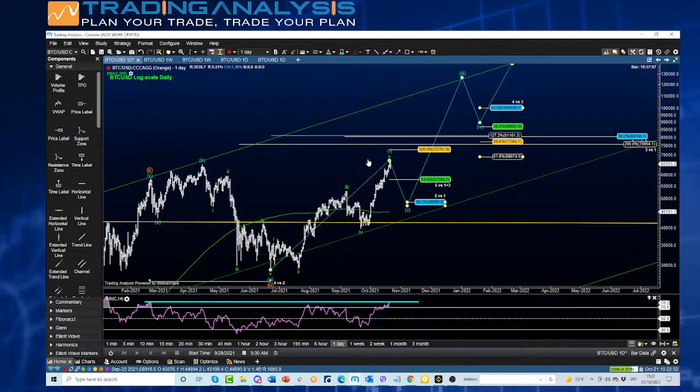So one of the options is a pullback. If we go higher, I want to see these two levels taken out decisively on the upside. I don't want to see any hesitation, any five-wave move on the downside, any significant reversal from this level, because this can change the picture significantly for the Bitcoin and the other cryptos in the next couple of months.